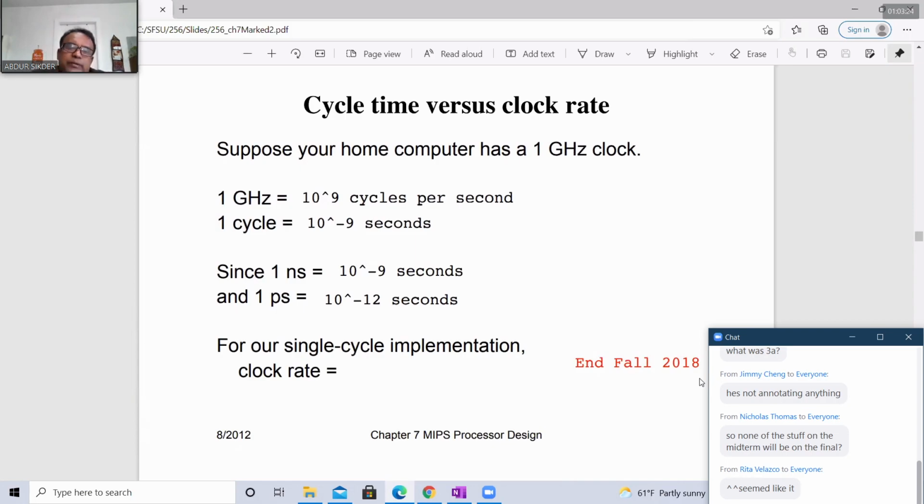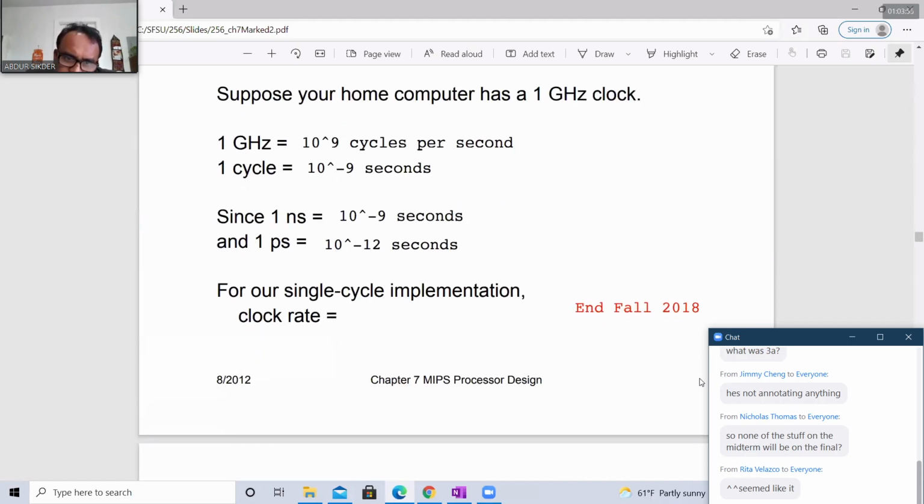Cycle versus clock rate. Suppose your computer has a 1 gigahertz clock. So 1 gigahertz means what? 10 to the power 9 cycles per second, and one cycle is 10 to the power minus 9 seconds. That is called a nanosecond as well. And then 1 picosecond is 10 to the power minus 12 seconds. It's very tiny. That's the clock rate: in gigahertz, 10 to the power 9 cycles per second.